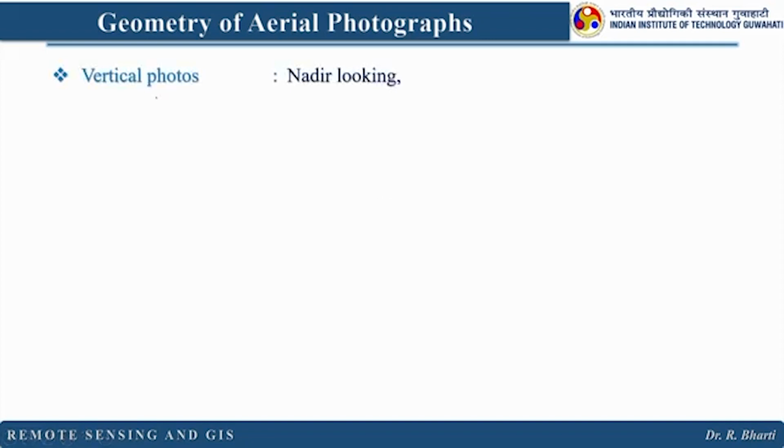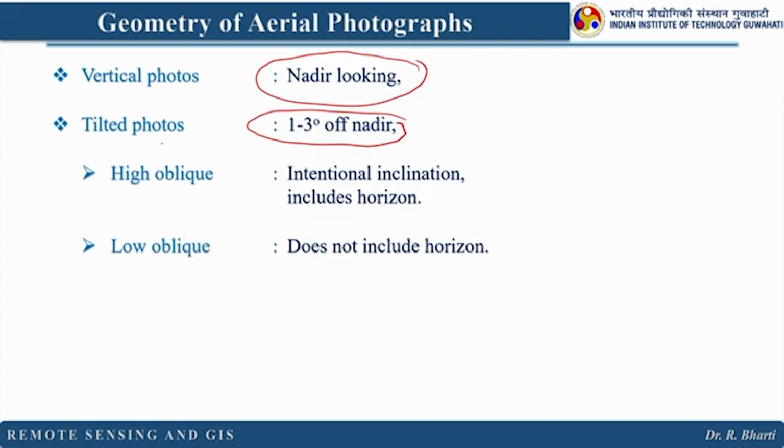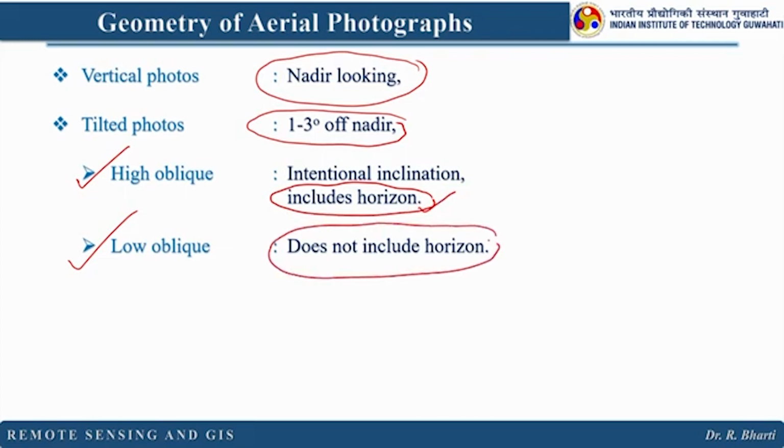So here in vertical photos, basically it is nadir looking. This is very important. Then in tilted photograph, which is basically 1 to 3 degrees off nadir, that is the minimum requirement, then only it qualifies as a tilted photograph. And in tilted photograph you have two categories, first one is high oblique and second one is low oblique, and this is the major difference. It includes horizon. So in low oblique photograph, horizons are not included, whereas in high oblique horizons are included.